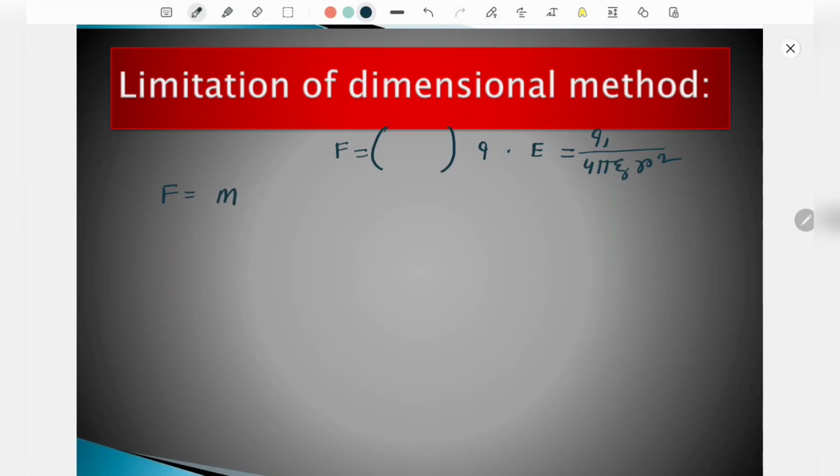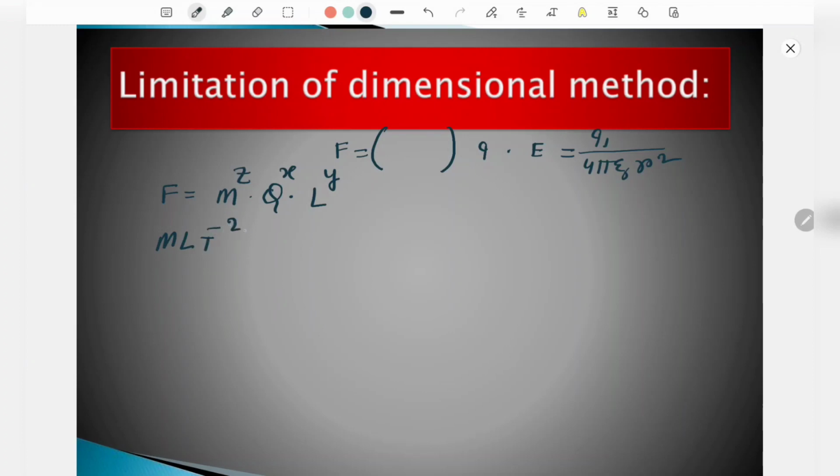charges. So it is easy to assume that this electrical force will depend on the mass of the charges, and the force will also depend on the electrical property, which is the charge. It will also depend on the distance. Let us take the powers as x and y and z.